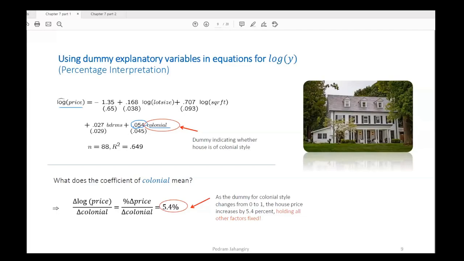And mathematically, remember, we have seen this before. Delta log price divided by delta colonial. We're basically looking at the marginal effect of a colonial style house on price. So we can roughly say this is the percentage change in price: we multiply this number by 100, and then interpret that as 5.4%. So as the dummy for colonial style changes from 0 to 1, the house price increases by 5.4% on average, holding everything else constant. Make sure that you write "on average".